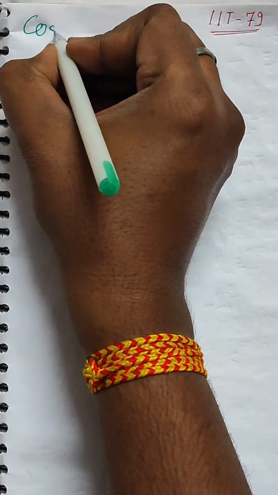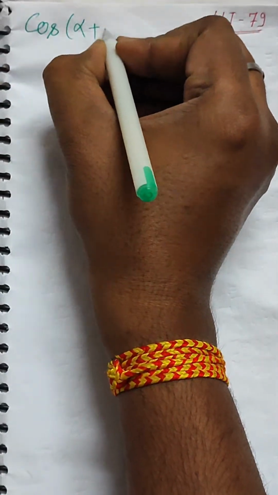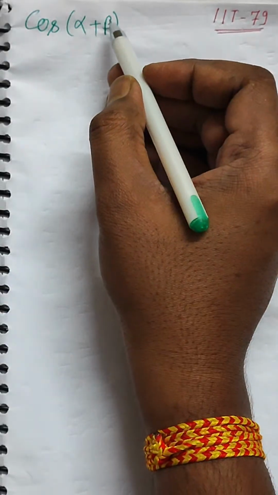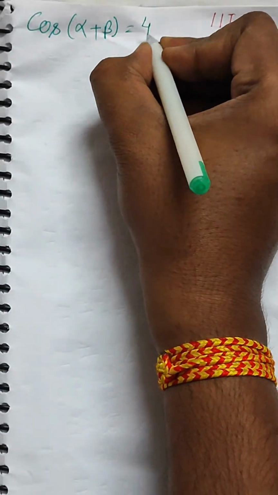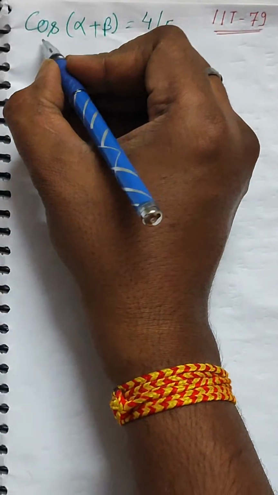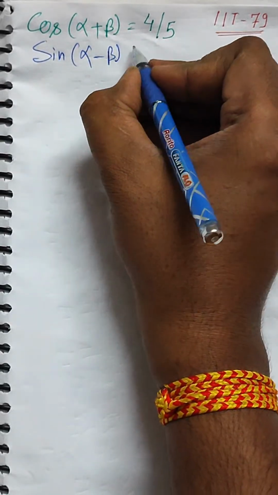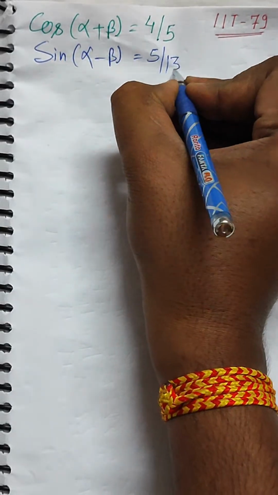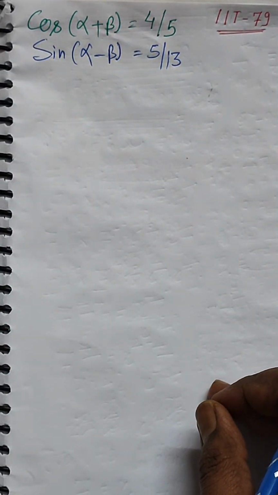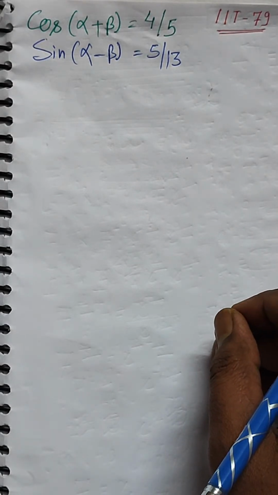In the question it's given that cos of alpha plus beta, where alpha and beta are the two angles, is 4 by 5. And the second part given to you is that sine of alpha minus beta is 5 by 13. Now we need to find the value of tan 2 alpha.